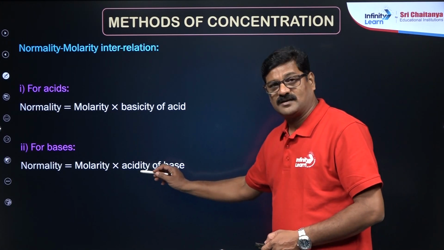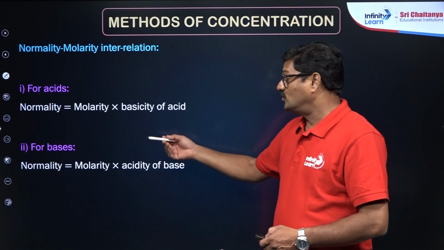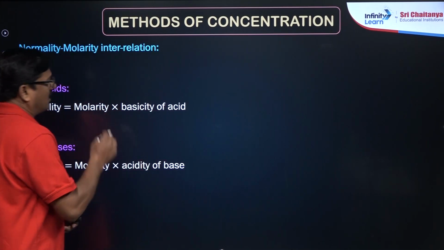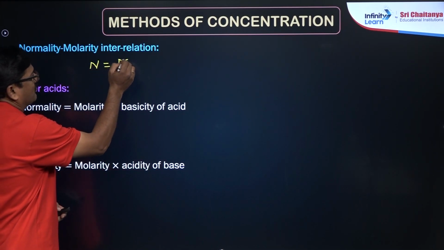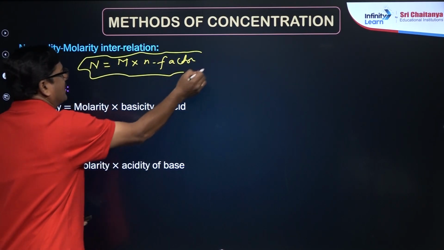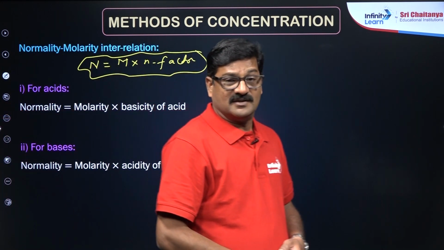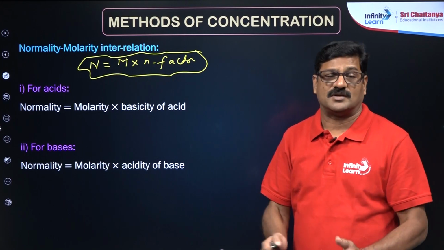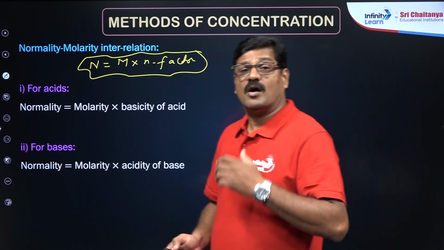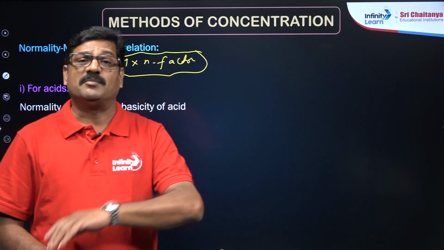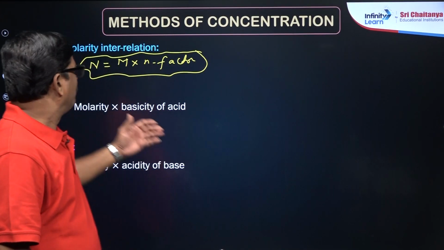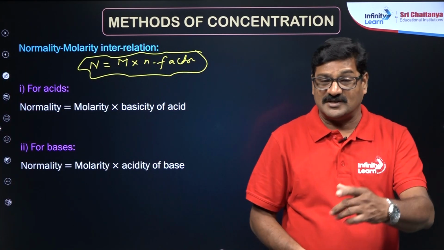The N factor is the number of OH minus ions donated by one molecule of a base. The relation between normality and molarity is: normality is equal to molarity into N factor, which is what you call the valence factor. What if a salt is given? You take the magnitude of the total charge on either the cation or the anion as your N factor. For an oxidant or a reductant, the number of electrons involved in the redox change is the N factor. Normality is also temperature dependent.